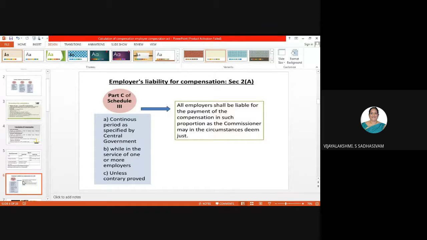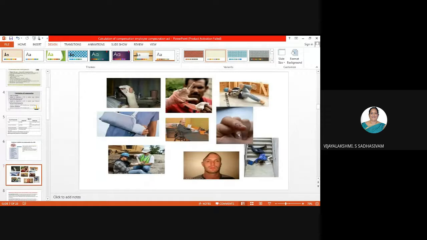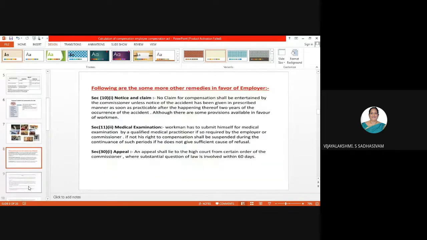Then regarding these diseases, I have taken some pictures for your understanding. So what are the types of disablement a person can incur? See here: head injury, here he is falling down, here some issue with respect to his fingers, here fractures, here he has amputated his fingers. So here he has a fracture, and here also he is having disablement. Based on this disablement, we will try to calculate the compensation.